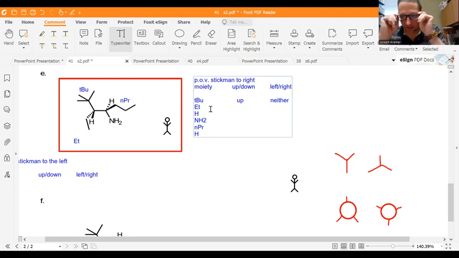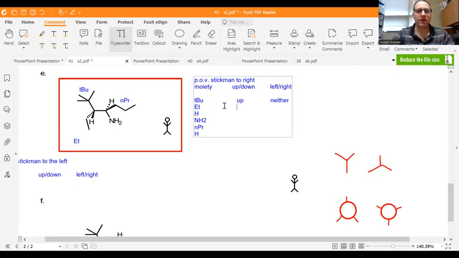Here's ethyl. Okay, I can do this again. Turn off the glasses, put my face close to the screen. Remember that layering: wedge, plane, hash? So let's record here that ethyl is down, more down than t-butyl. T-butyl is up, ethyl is more down. And because of that layering, it's going to be on the right. Ethyl's on the right. Hydrogen will be on the left with respect to this person's point of view, down and to the left.